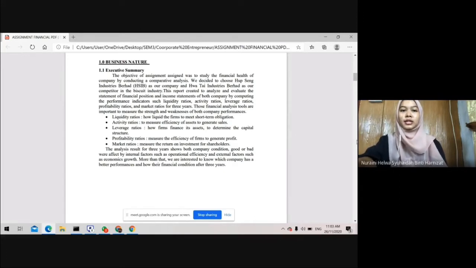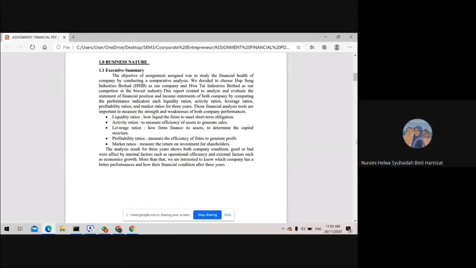Liquidity ratio is how liquid the firm is to meet short-term obligations. Activity ratio measures the efficiency of assets to generate sales. Leverage ratio shows how the firm finances its assets to determine the capital structure. Profitability ratio measures the efficiency of the firm to generate profit. And the last one is market ratio, which measures the return on investment for shareholders.